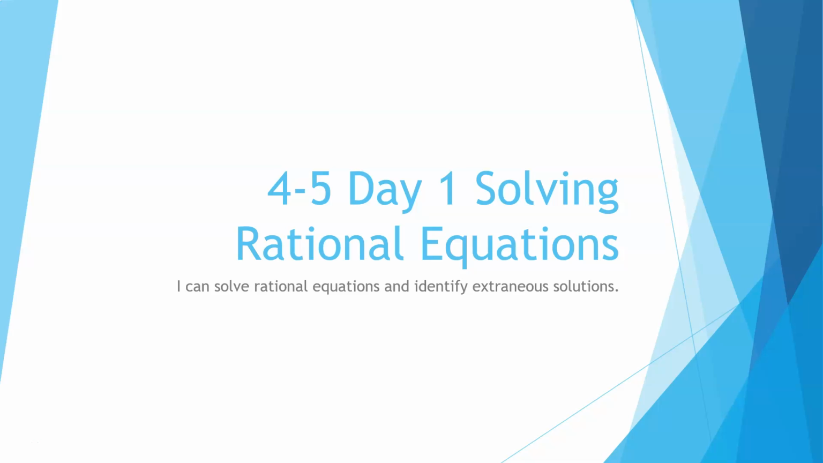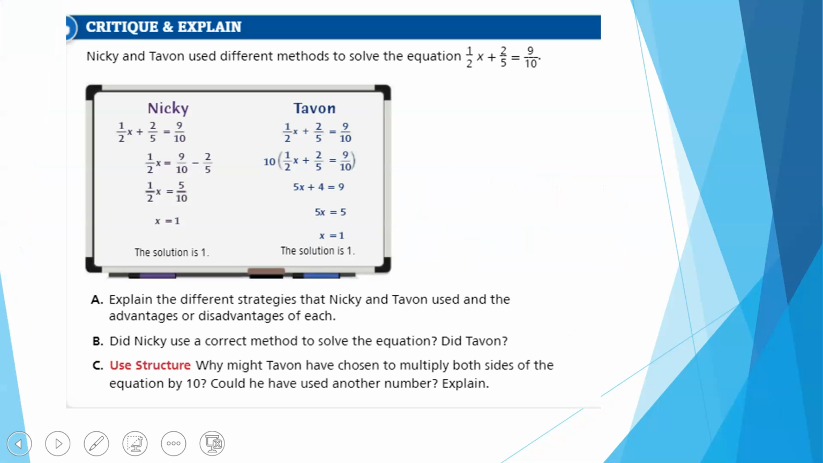In our last section in Chapter 4 for Algebra 2, we're going to look at Section 4.5, which is all about solving rational equations. Before we get started, let's take a look at this example to start.